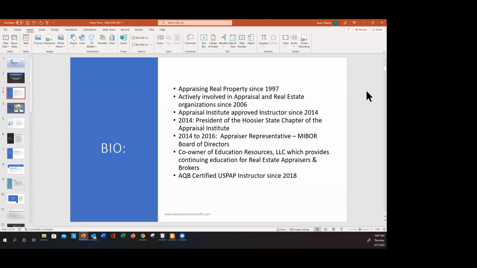As Amy had mentioned, I am an appraiser here in the Central Indiana market. I've been doing residential properties since '97. I have done anything from 1,500 to 15 million, so I get to see quite a variety of homes. I've been involved with the Appraisal Institute, been involved with MyBor, been teaching with the Appraisal Institute since 2014, and been doing USPAP instructing since 2018.